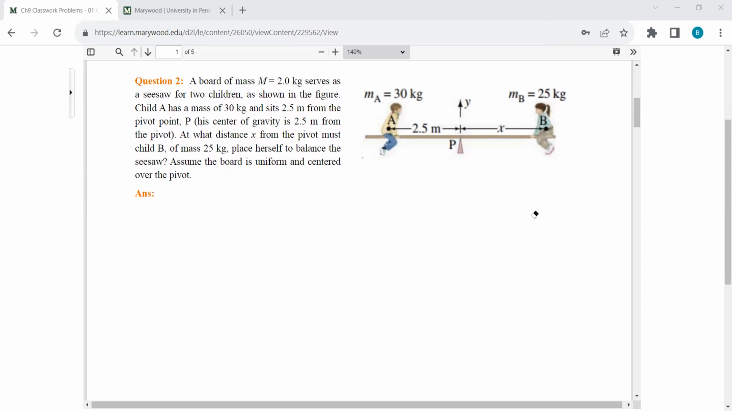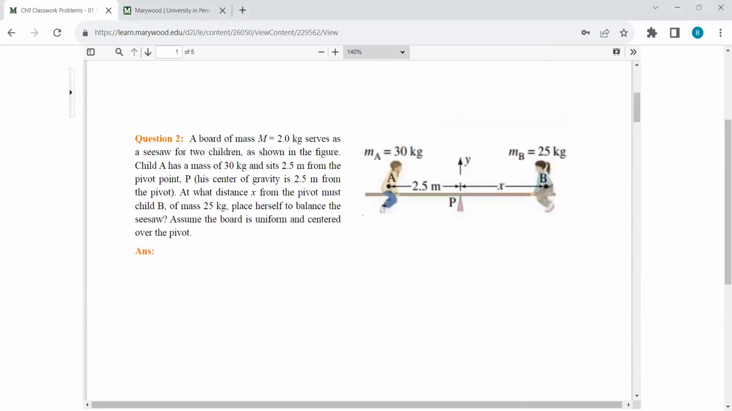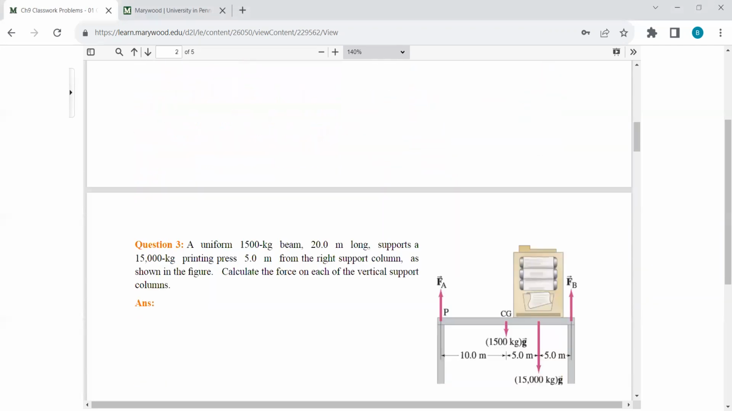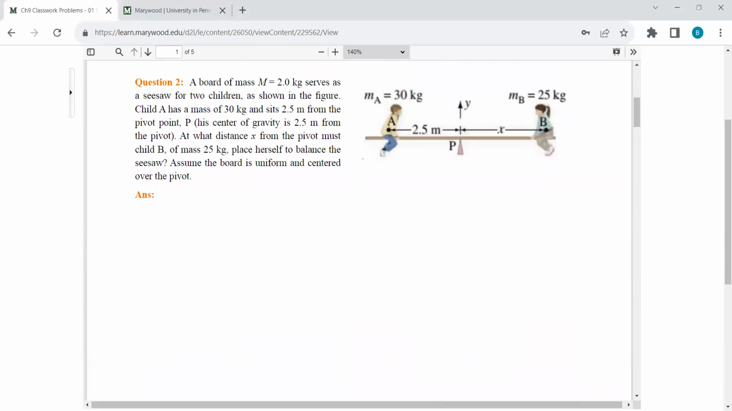So now what are given? We are given the mass of the children and also the mass of the board. Okay, and one more information we are given is the boy is sitting 2.5 meter from the center or the pivot point. Okay, so these are the given information, and what we have to calculate is the distance from the center to the girl.